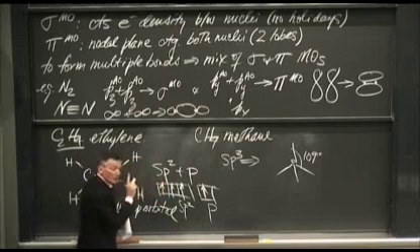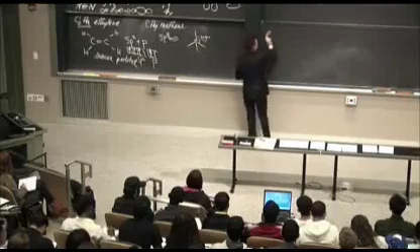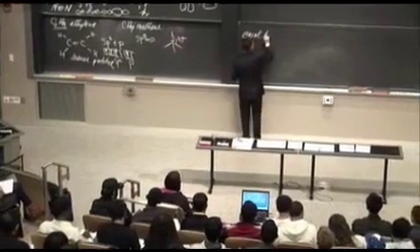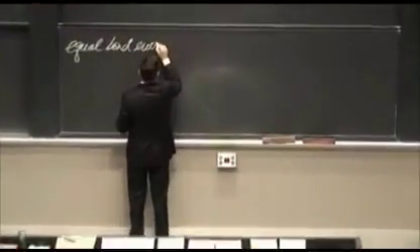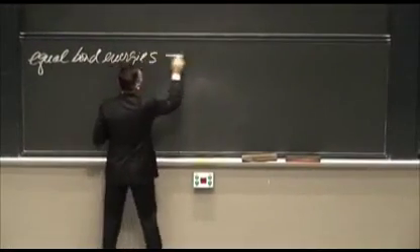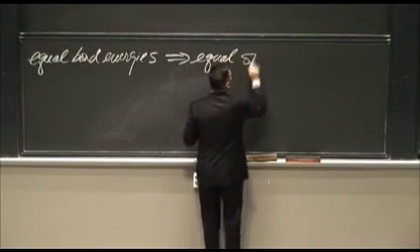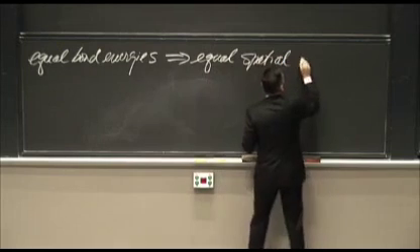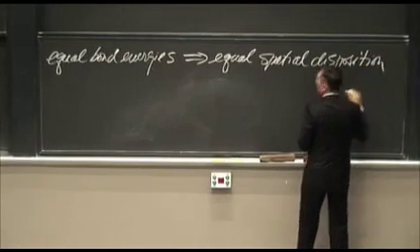Because we studied last day the principle that equal bond energies imply equal spatial disposition of those bonds. So if we have 4 bonds of equal energy, we have the tetrahedron.